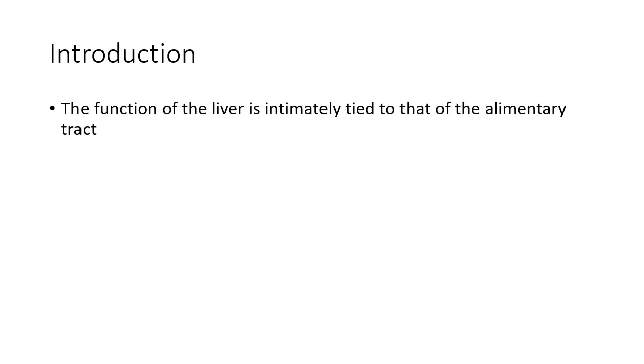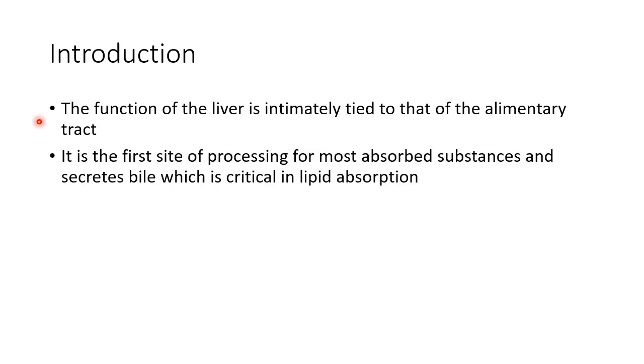You have to understand that the liver is an accessory structure of the gastrointestinal tract. And so the function of the liver is intimately tied to that of the alimentary tract or the digestive tract. The liver is the first site of processing of most absorbed substances, whether those are foodstuffs or toxins. It's the liver that first comes in contact with those that we have absorbed. And the liver secretes bile, which is critical for lipid absorption.